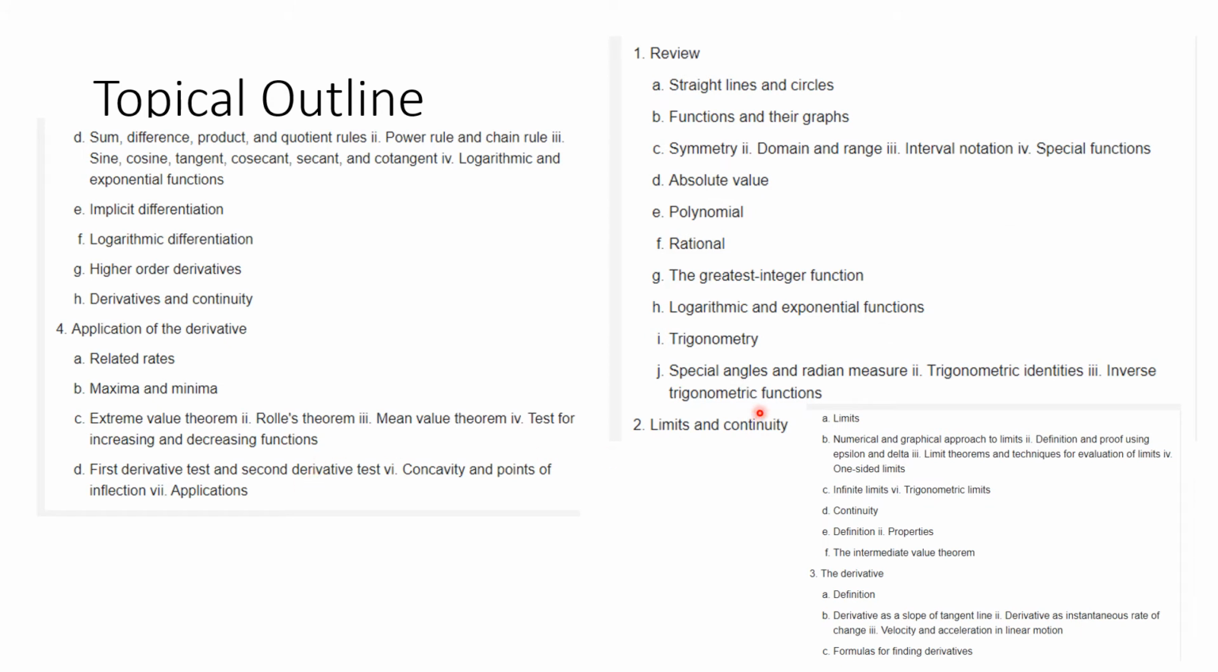We also have a topical outline. We may or may not follow this order, but again, this is another kind of checklist. We won't do a lot of review. We'll tend to do review within the context, but we'll start with a very, very limited review.